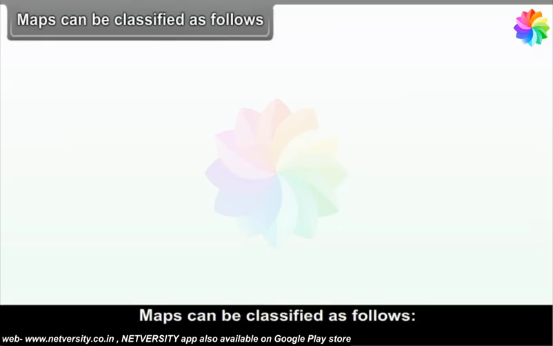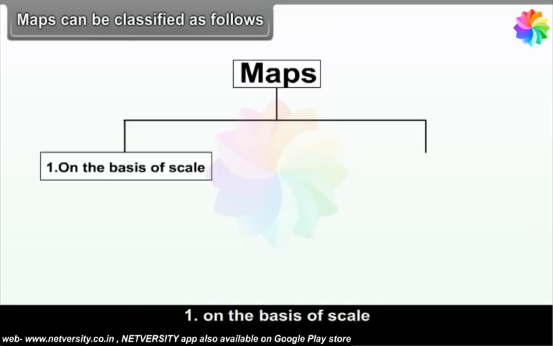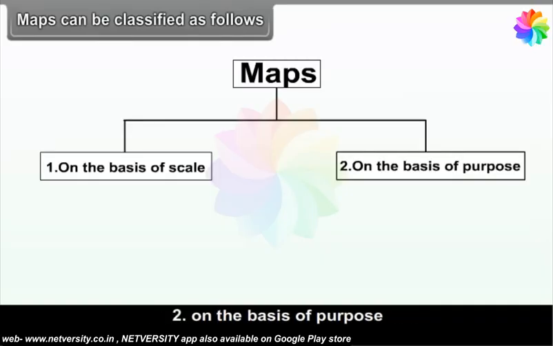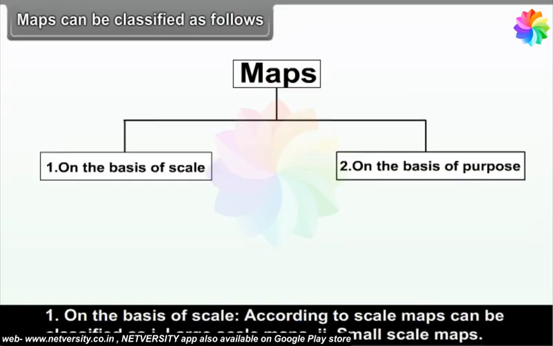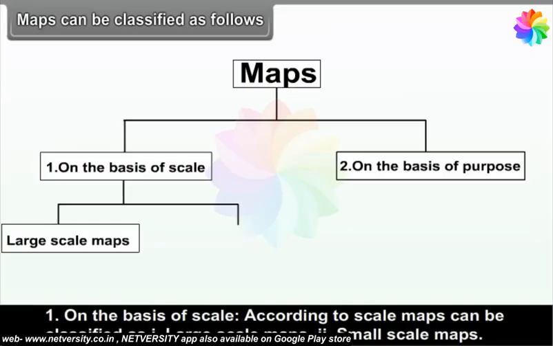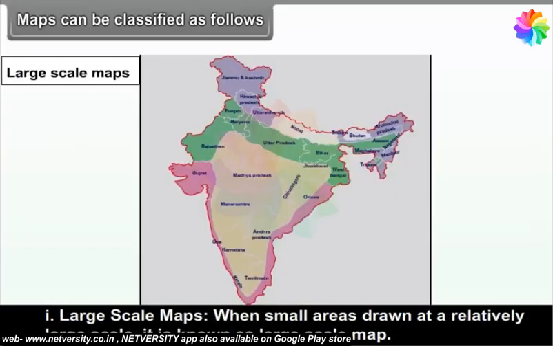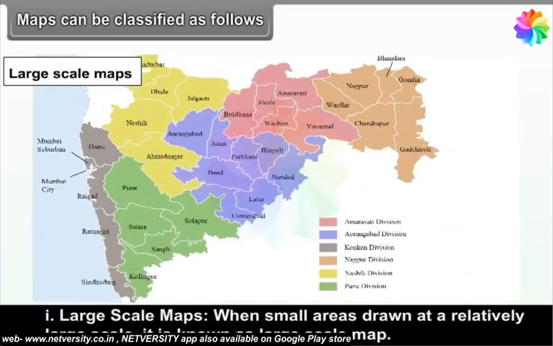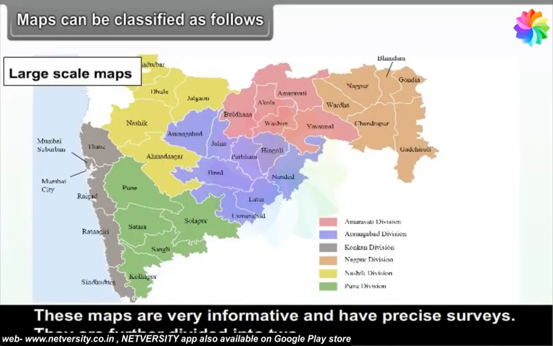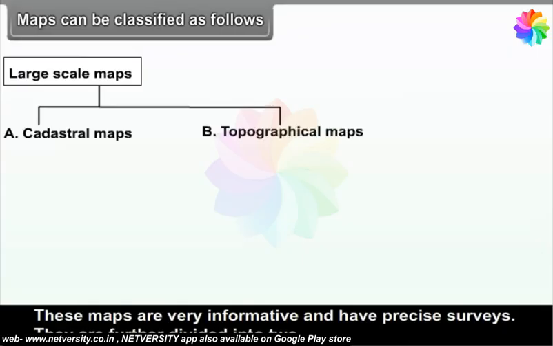Maps can be classified as follows: on the basis of scale and on the basis of purpose. On the basis of scale, maps can be classified as large-scale maps and small-scale maps. Large-scale maps. When small areas are drawn at a relatively large scale, it is known as a large-scale map. These maps are very informative and have precise surveys. They are further divided into two.